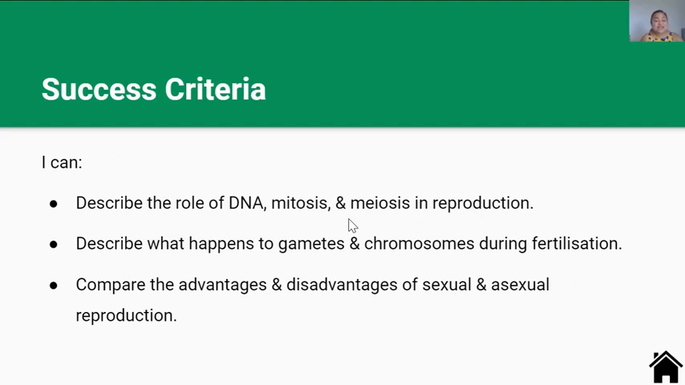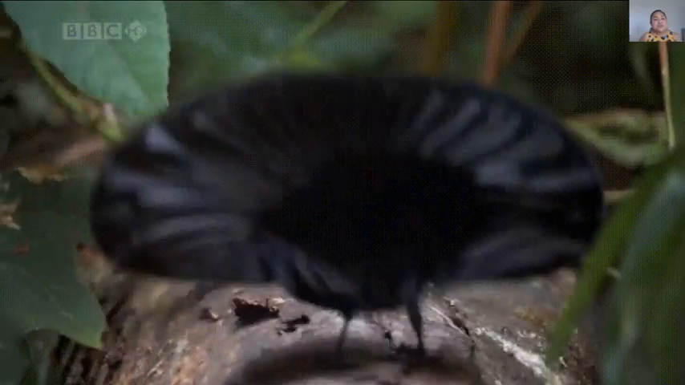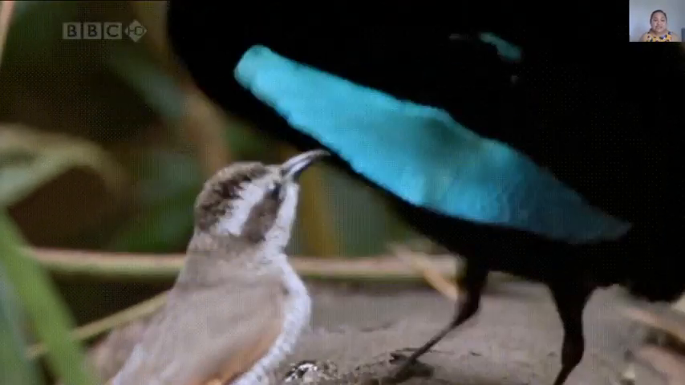By the end of this lesson, you should be able to describe the role of DNA, mitosis, and meiosis in reproduction, describe what happens to gametes and chromosomes during fertilization, and compare the advantages and disadvantages of sexual and asexual reproduction. So do you remember our birds of paradise friend here?